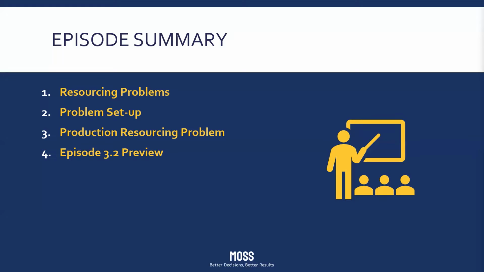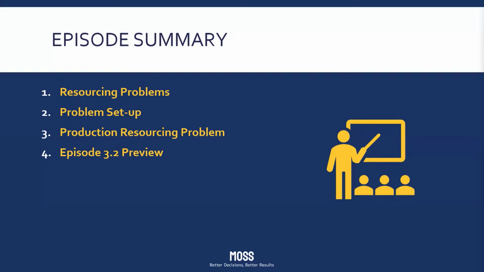To kick off today's episode, I want to talk first about what production resourcing problems are and why we care about solving them. After that, I want to set some groundwork by solving a very simple mixing problem and review its solution. Now, if you've watched episodes 1 and 2, this problem will be the same that we used for those episodes, but it will be done in a much more condensed manner.